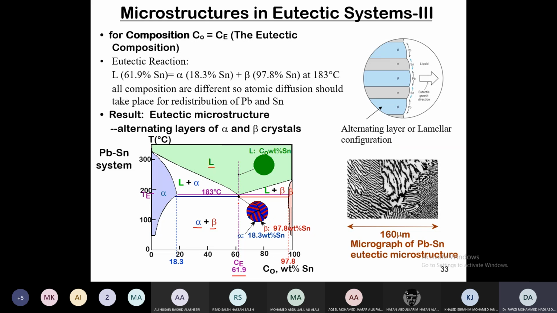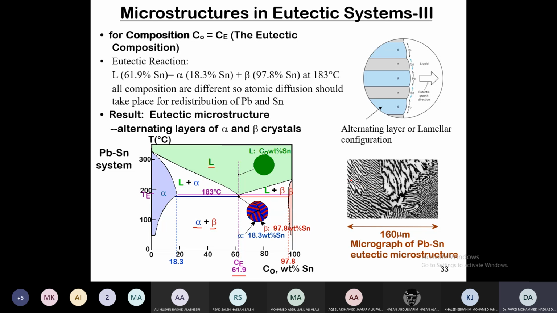So this is what we refer to as the eutectic microstructure. If you are at the eutectic composition and you cool down, you get the lamellar configuration, which we refer to as the eutectic microstructure. We made this one like that, but this is the real microstructure.